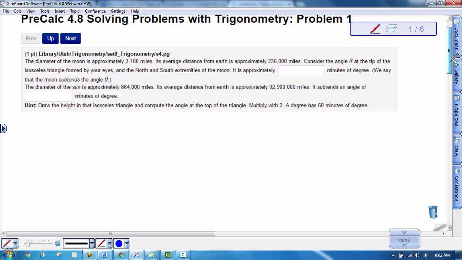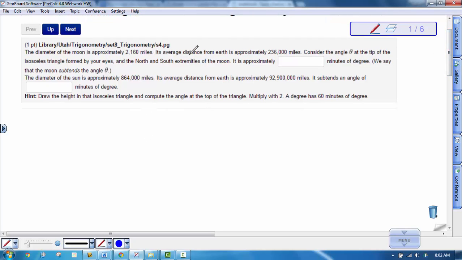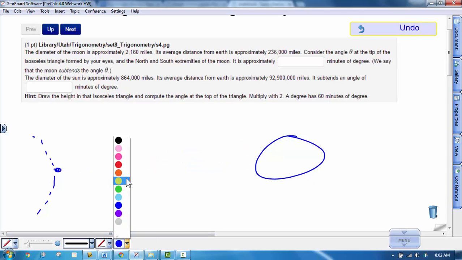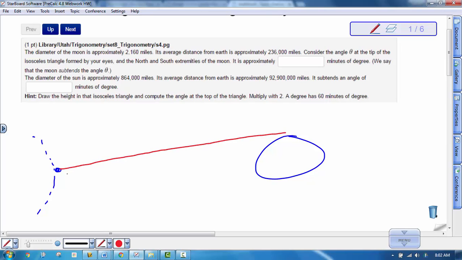So the first problem gives us the diameter of the moon and the average distance from the Earth, and it says that we're looking for the angle that subtends that. So let's say we're on the Earth here, and then the moon's over here, and we're looking for this angle right here.